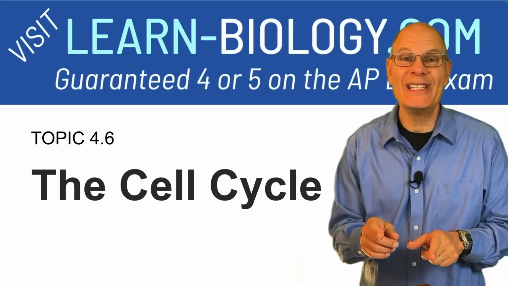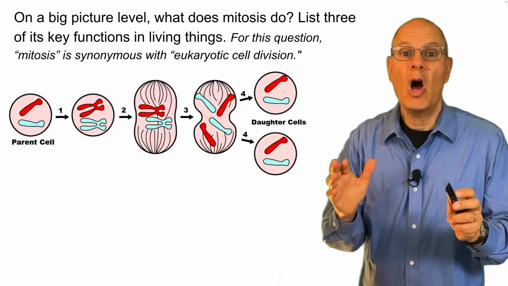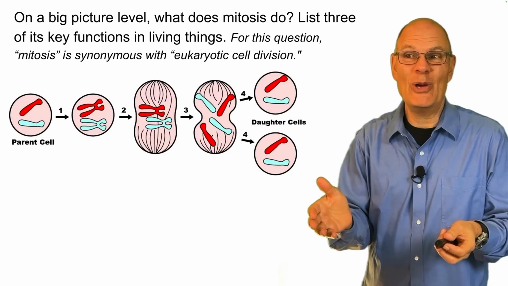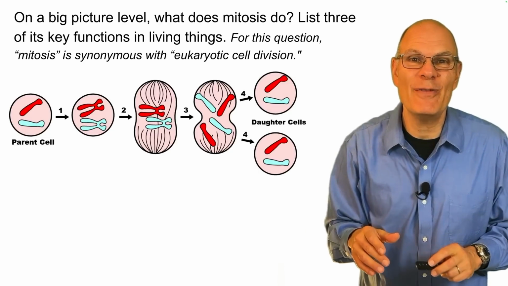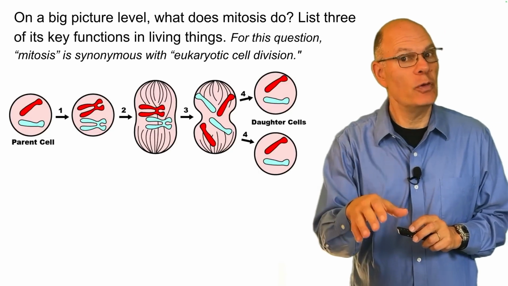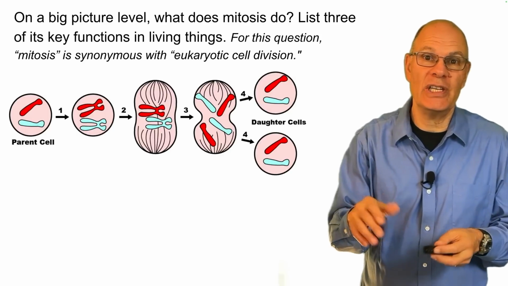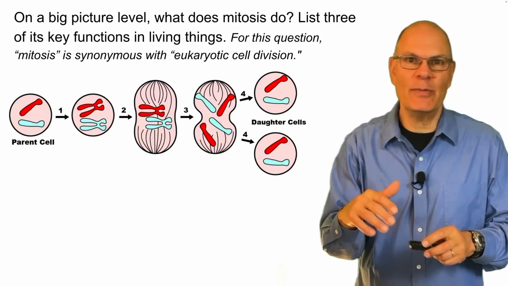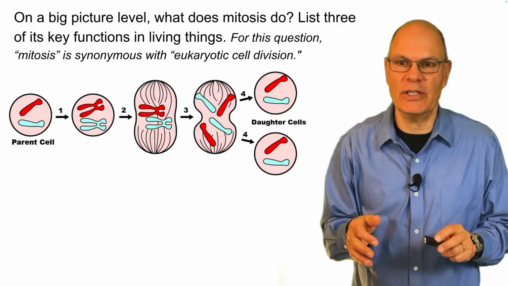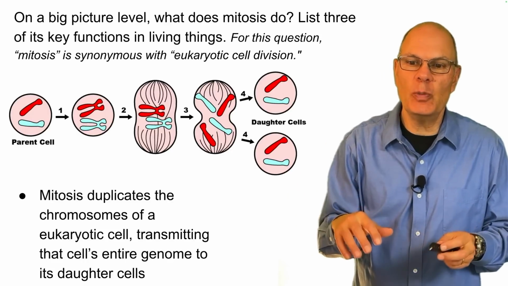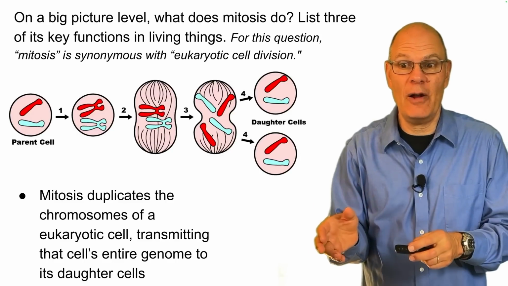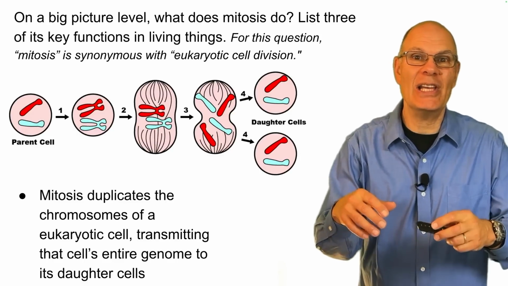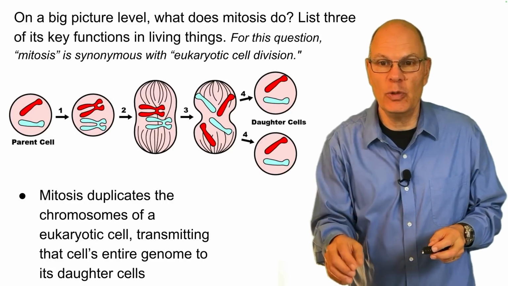Topic 4.6, the cell cycle. On a big picture level, what does mitosis do? List 3 of its key functions in living things. Note for this question that mitosis is often synonymous with eukaryotic cell division. Mitosis duplicates the chromosomes of a eukaryotic cell, transmitting that cell's entire genome to its daughter cell.